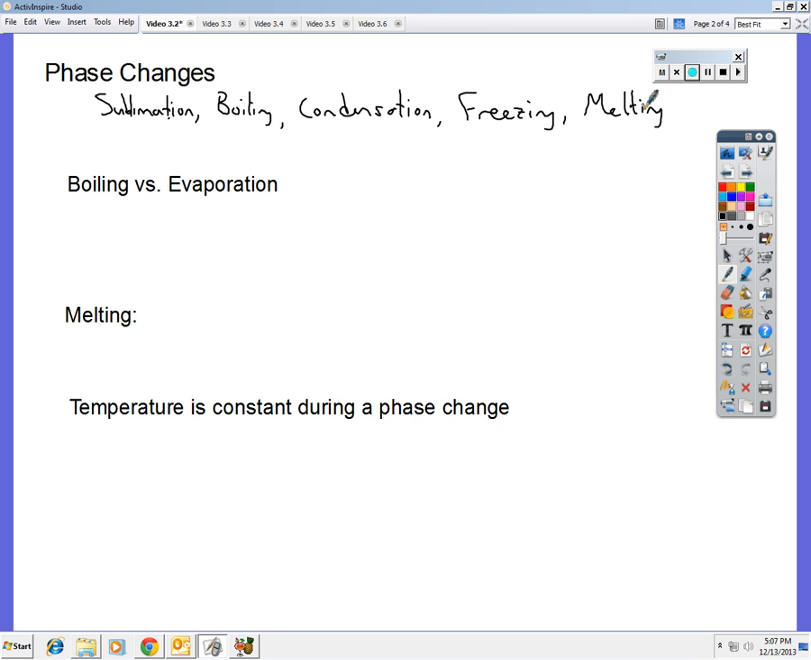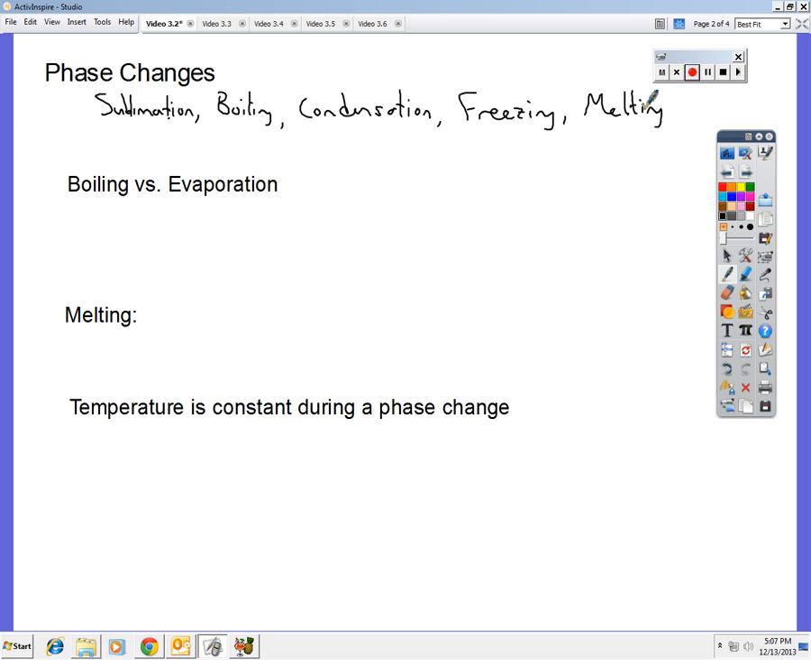All of those require energy inputs, or energy taken away. For example, for boiling, you're adding energy in order to break the bonds that connect the molecules. And really that's what you're doing. You're either adding energy to break the bonds or taking energy away so that bonds can form again.